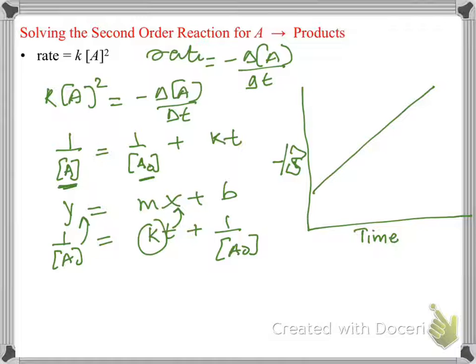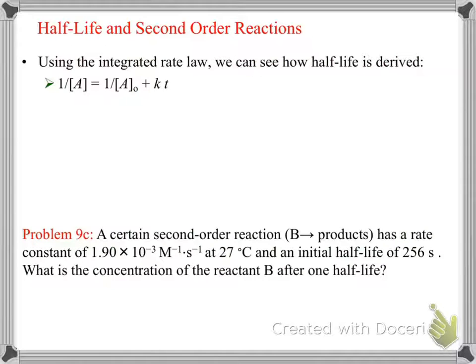So again, if you are given the concentration of A at different time periods, you can draw the graph between 1 over A and time, and if it comes out a straight line, that means it's a second order reaction. Now, half-life in a second order reaction: 1 over A equals 1 over A naught plus KT, that is the second order reaction.